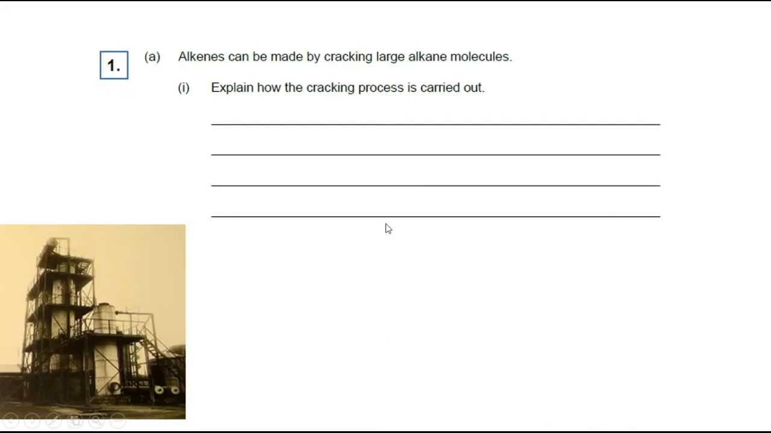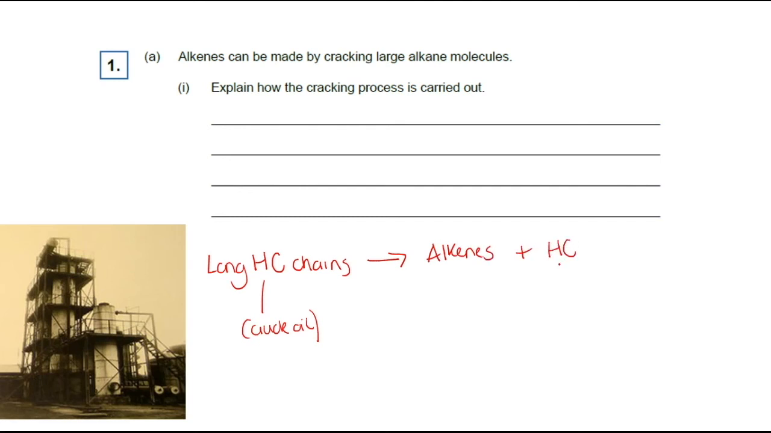So, question number 1. Alkenes can be made by cracking large alkane molecules. Explain how the cracking process is carried out. We said that we are going to take long hydrocarbon chains. And where did we say these were coming from? They were coming from things like your crude oil. And we were going to break these up into alkenes and smaller hydrocarbons. Okay, how is this process carried out?